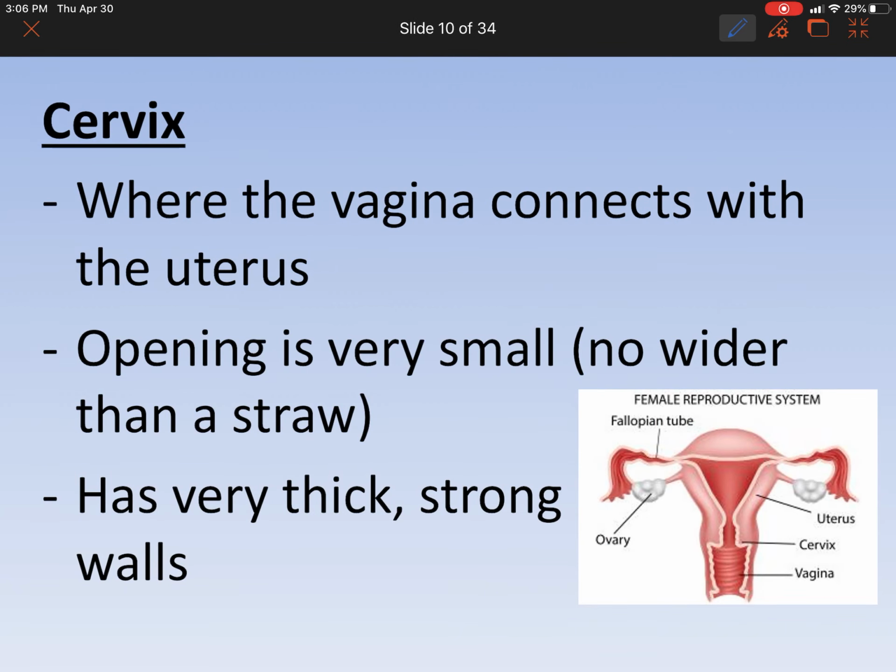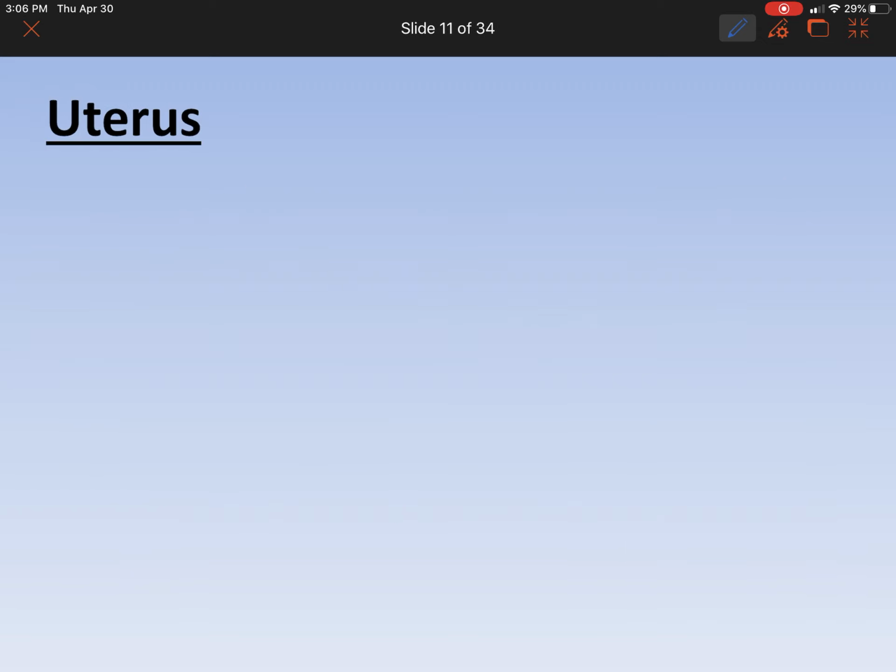Now, the cervix. This is where the vagina connects to the uterus. If we look at our diagram here, the cervix is this part here. It's where the vagina connects with the uterus. The opening is very small. It's no wider than a straw, and it has very thick, strong walls. The reason it has these thick, strong walls, it's a very strong muscle, is that when it's time for a baby to be born, the cervix and the uterus here are what pushes the baby out. But we'll talk about that more later.